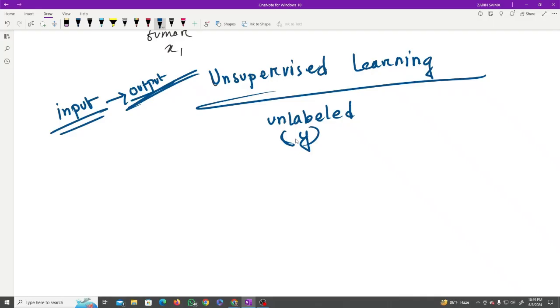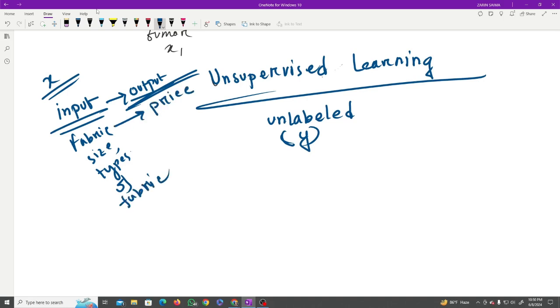So input was fabric size, or you can say type of fabric, because we can have multiple features, right? Multiple X types of fabric, and in output we were getting the prices for that fabric in different stores. But in this case, we won't have this part. We will be talking about only this part.